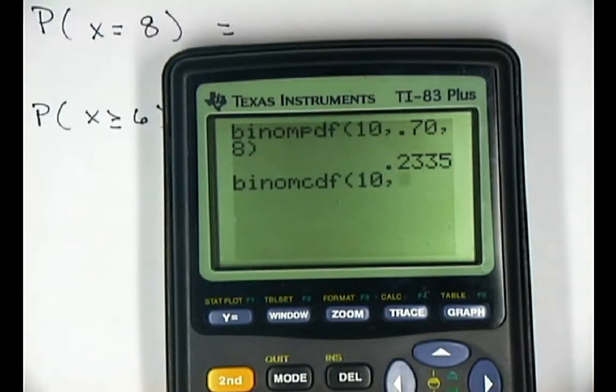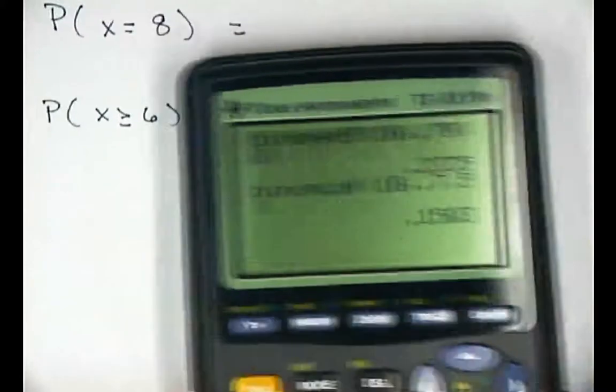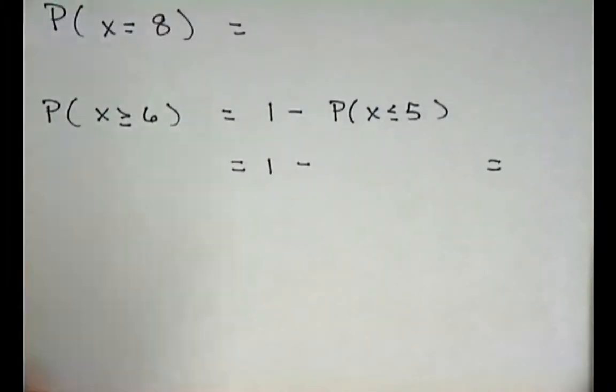It wants me to enter 10 for the n. The p, probability of success, is 0.7 again. And this is saying from the upper value, which for us is 5, all the way down to 0 for these calculators here. The 89 Titaniums are more powerful in that you can set different boundaries. But that should crunch and give us 0.1503.